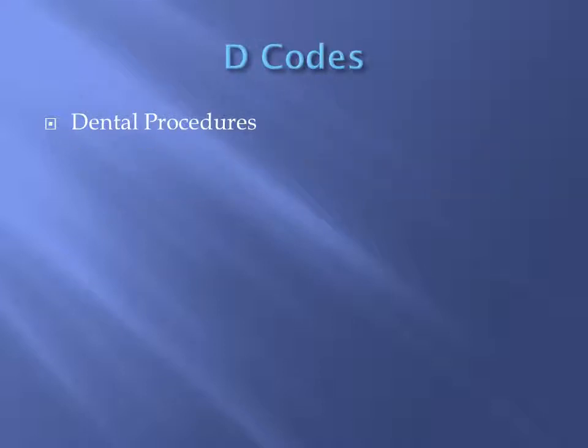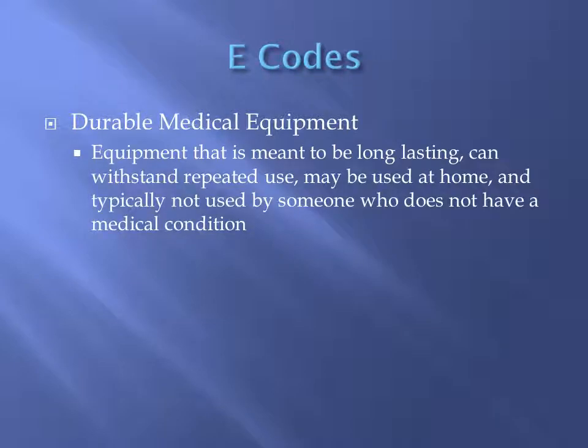D codes are used for dental procedures. E codes are used for durable medical equipment. This is equipment that is meant to be long-lasting. It can withstand repeated use. It may be used at home, and it's typically not used by someone who does not have a medical condition.